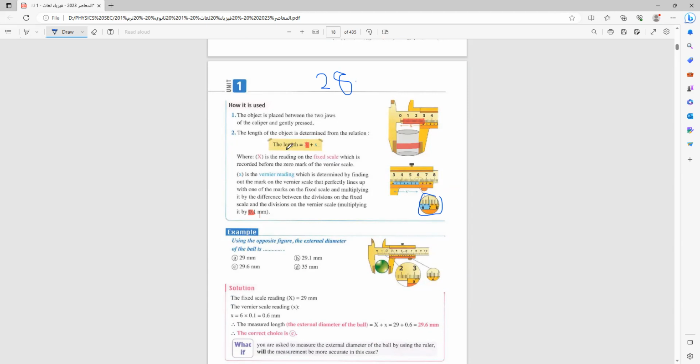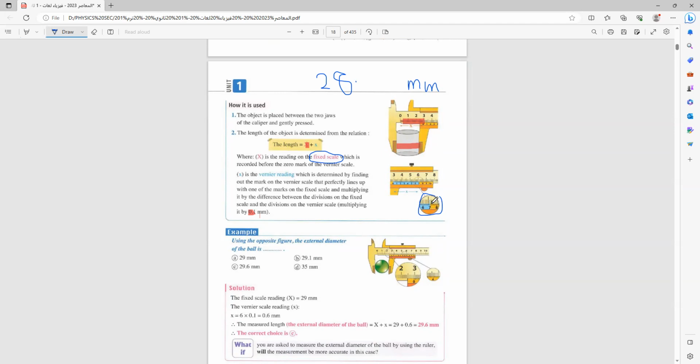Again, the length of the object is measured in millimeters and 0.1 or 0.2 or 0.3. The reading of X capital is measured from the fixed scale. And the reading of 0.9, 0.3, 0.4 of a millimeter is measured from the variable scale. Look at this figure.